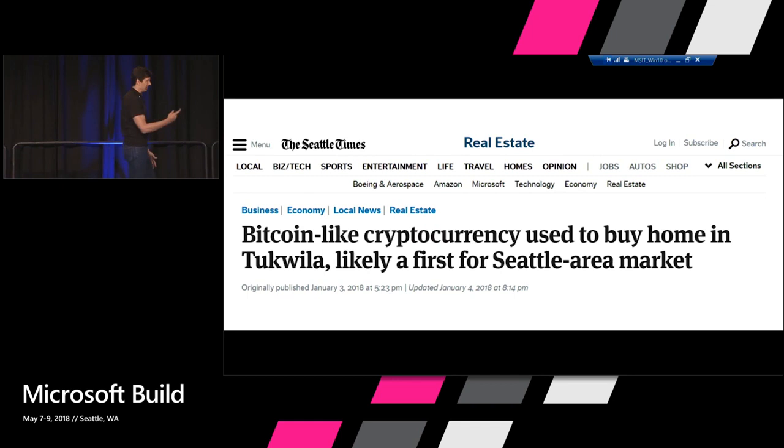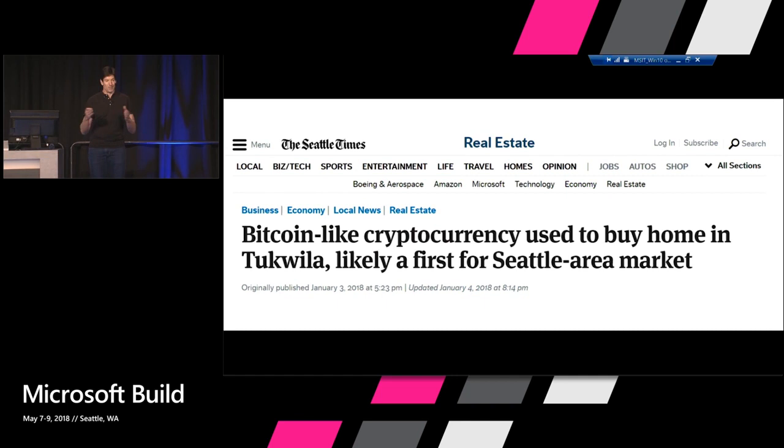And actually this is an example of the press kind of stretching the truth to get some attention. This person didn't actually buy their house with Bitcoin. They put the down payment on their house with proceeds they'd gotten from the sale of some Bitcoin that they'd had. So not quite the way that.